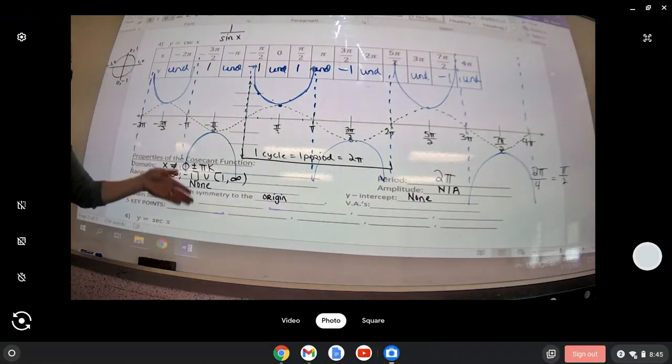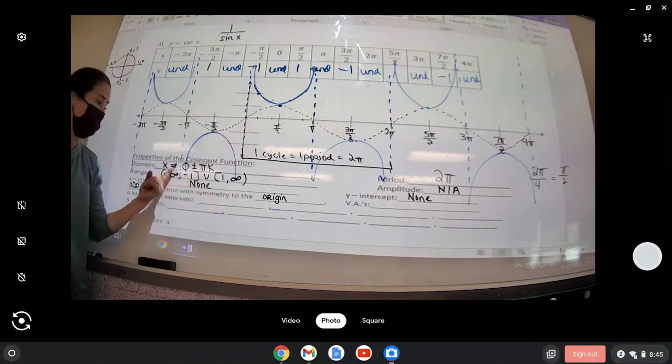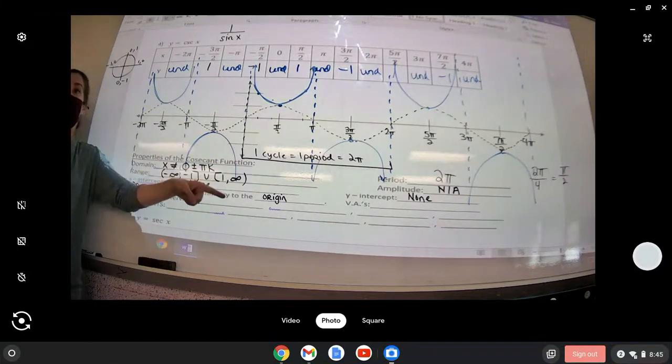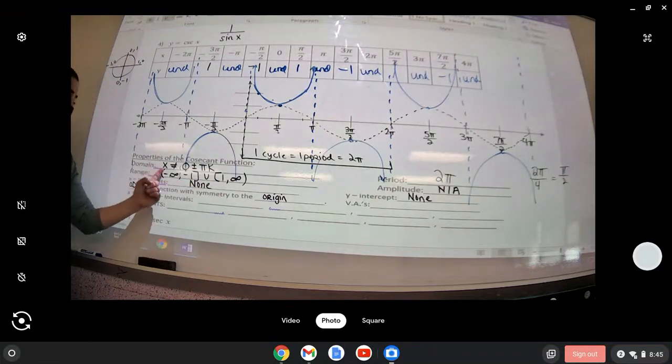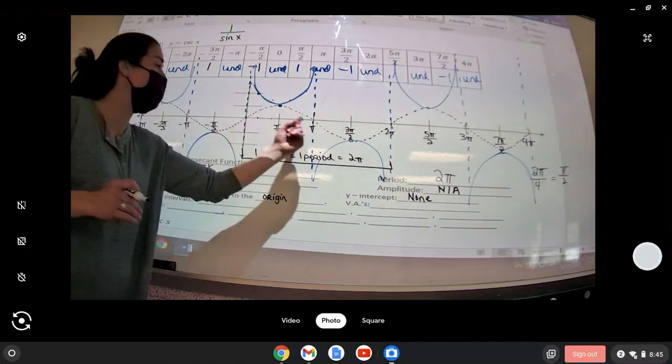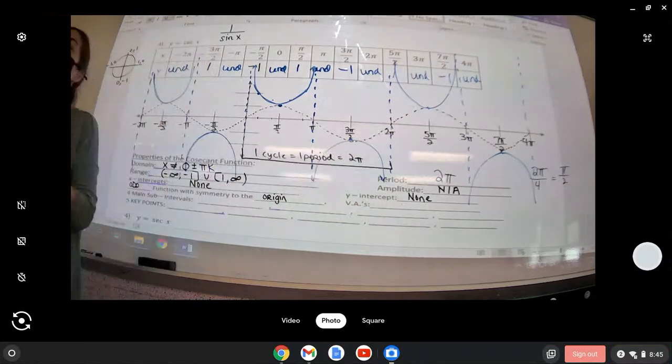Vertical asymptotes, guys, we got infinitely many of them, right? Every x value that is not in the domain creates a vertical asymptote. So now we would say x equals 0 plus or minus pi times k. Every integer multiple of pi is going to create a VA.